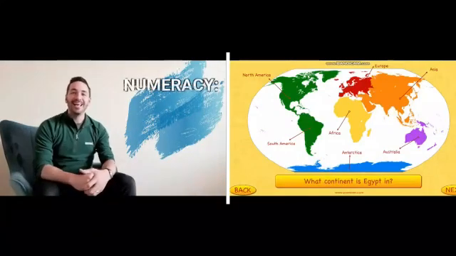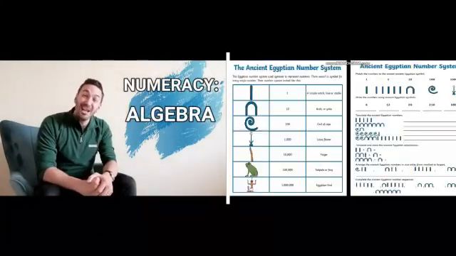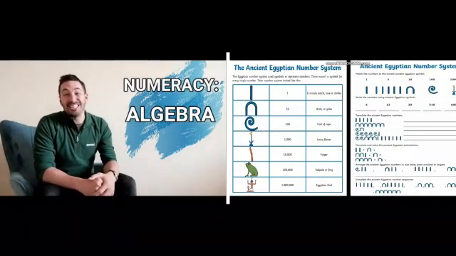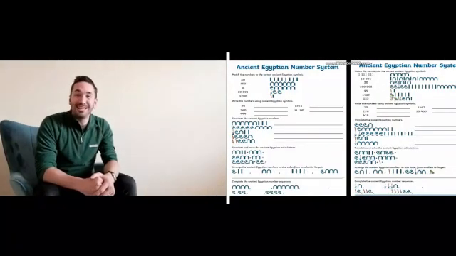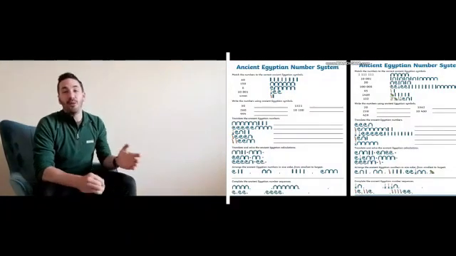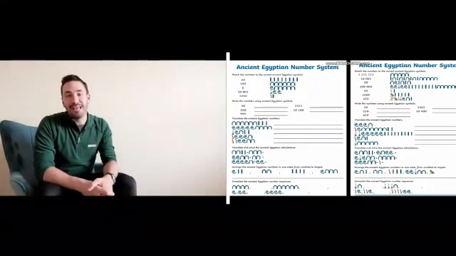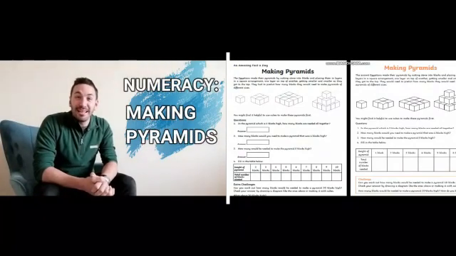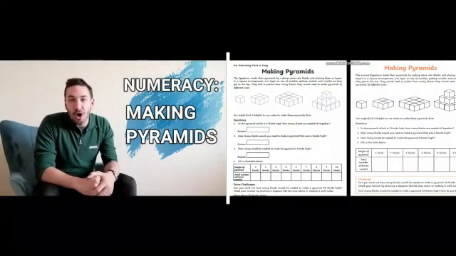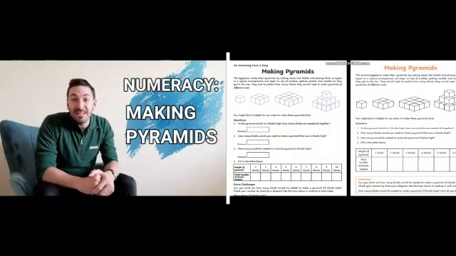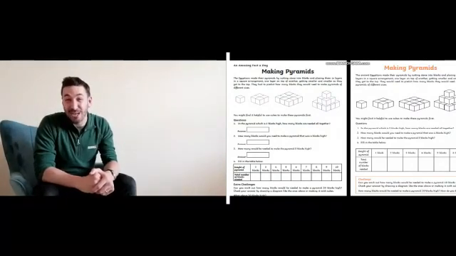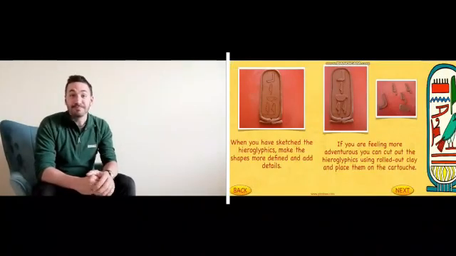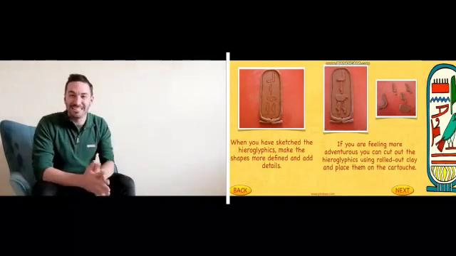Okay, moving on to your numeracy, you can be continuing with the algebra that you began last week, where you can be looking at the ancient Egyptian number system, this time putting the numbers in the correct sequence and following different addition, subtraction, multiplication and division calculations. Okay, a second activity is where you can be working out how many different blocks are needed to make different pyramids of different heights. If you have any blocks or Lego in the house, you can even use this to help you.